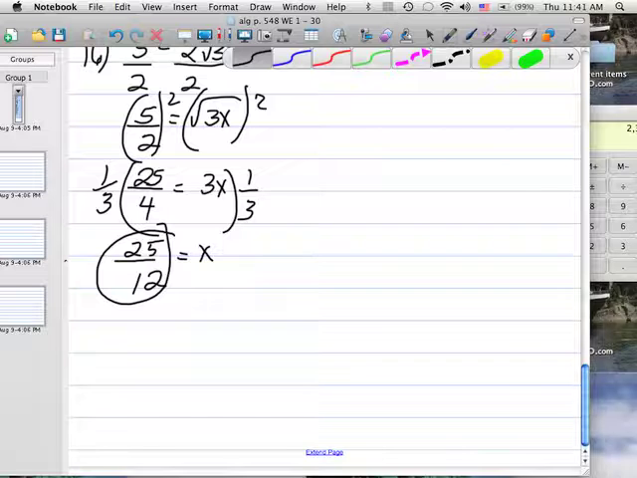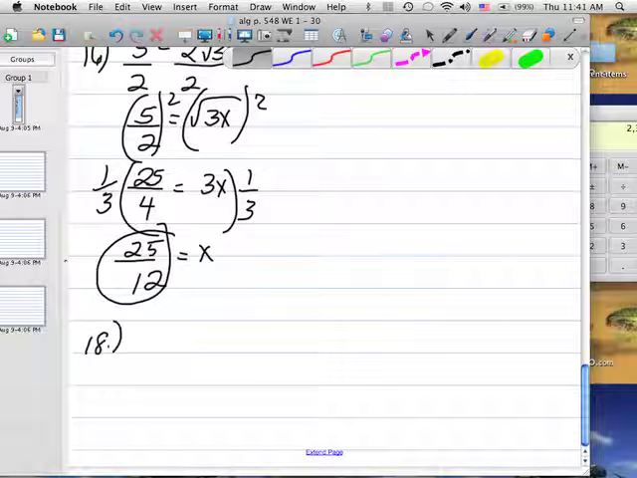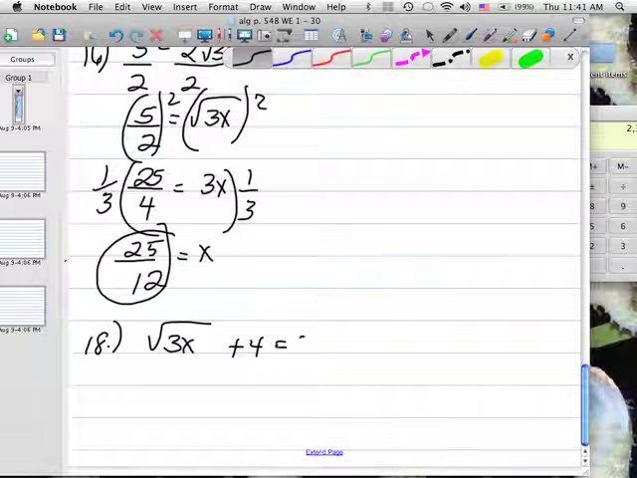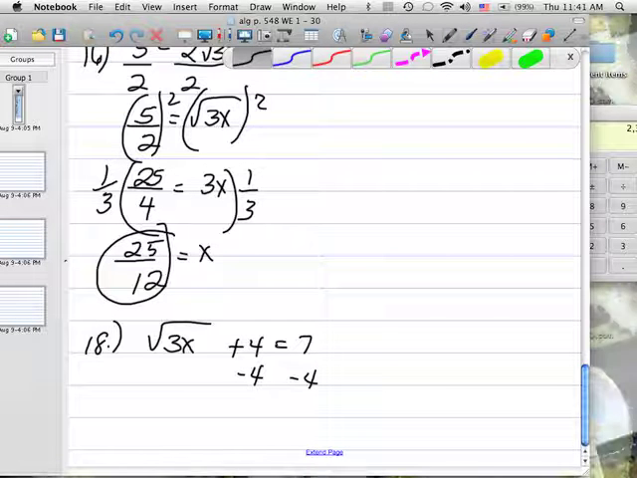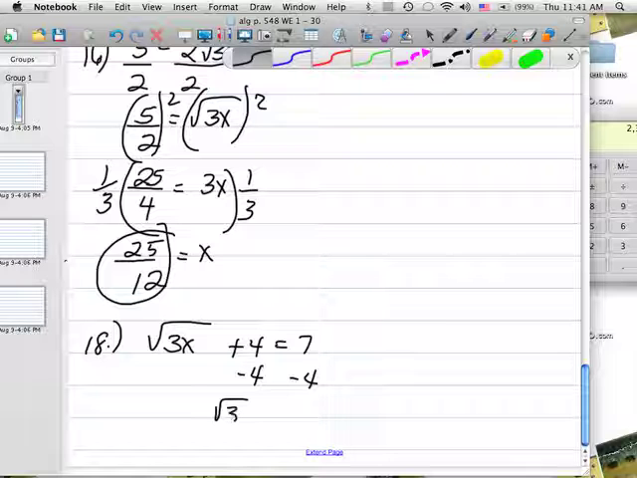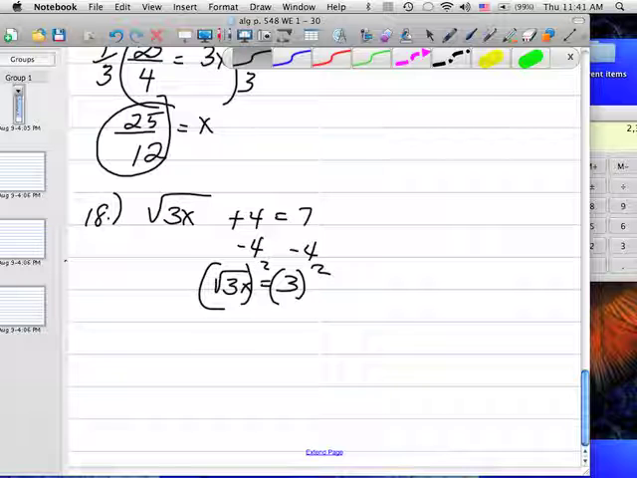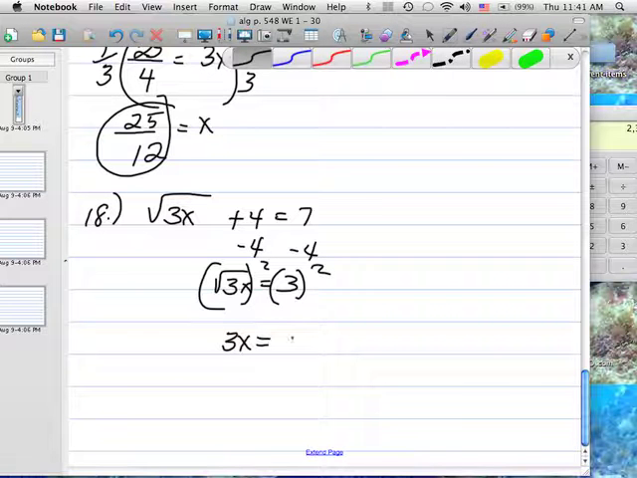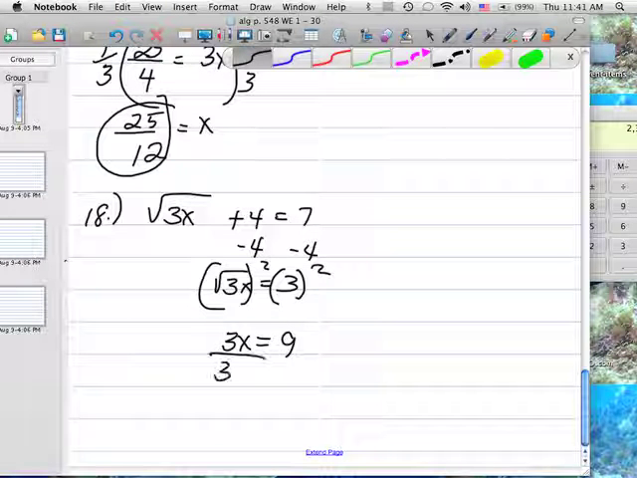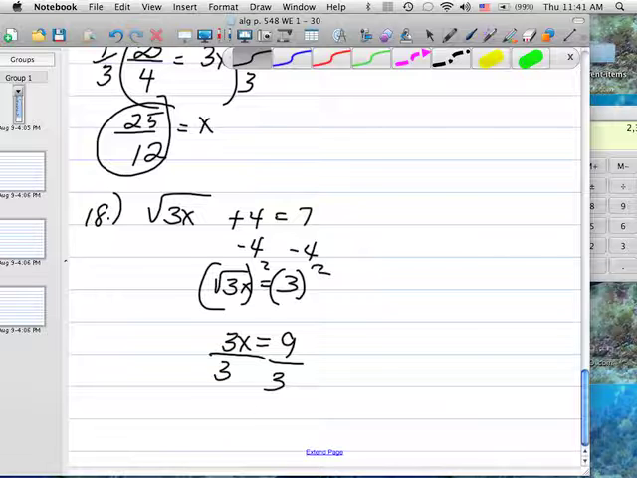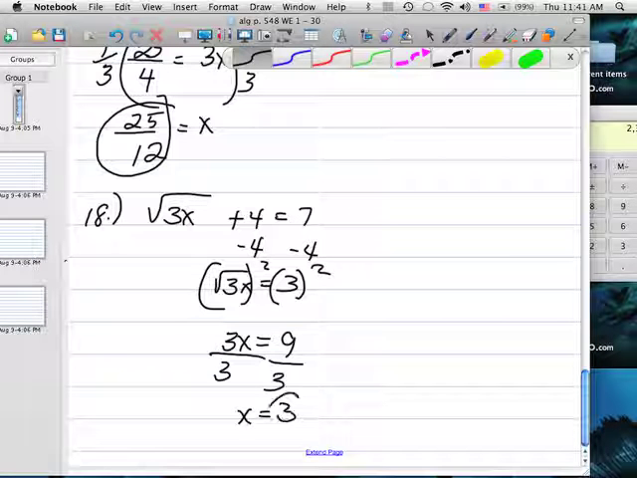Problem number 18. The square root of 3x plus 4 equals 7. Subtract 4 from both sides to isolate the radical, so we get the square root of 3x equals 3. Square both sides, and we get 3x equals 9. Solving for x, divide by 3, and x equals 3, which works.